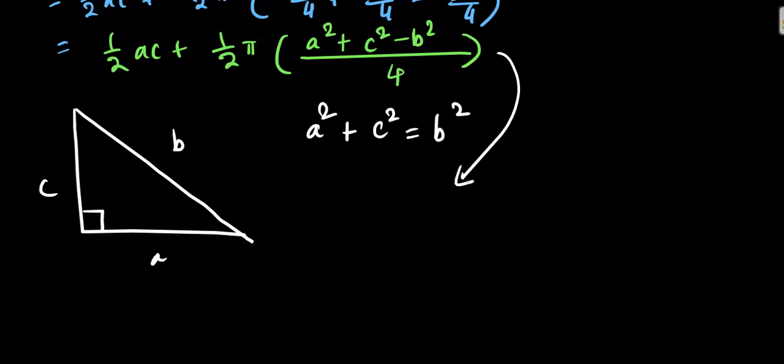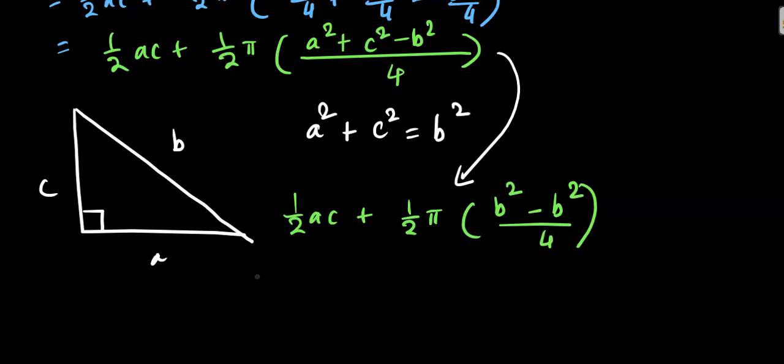So from here we get half AC plus half pi. In the place of A square plus C square, we put B square. So we get B square minus B square by 4. So we get half AC plus half pi into 0. So therefore we get half AC.